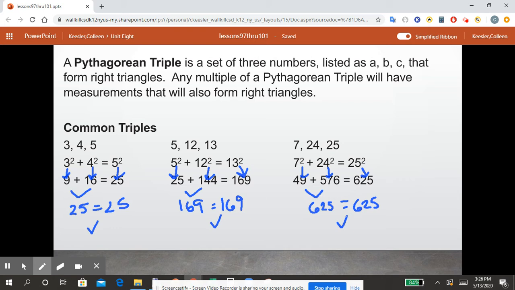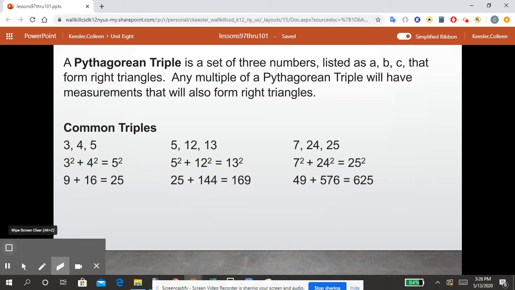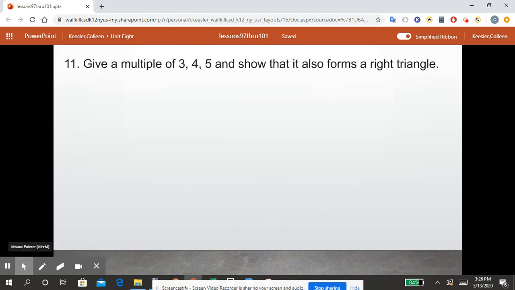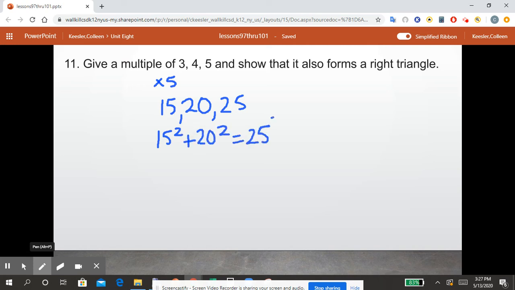So now we're going to use those Pythagorean triples to find some other lengths that would make a right triangle. For 11, we give a multiple of 3, 4, 5 and show that it also forms a right triangle. So since 3, 4, 5 is a right triangle, any multiple of those three should also make a right triangle. So for example, if I multiply these all by 5, I get 15, 20, and 25. So now if I square them, 15 squared plus 20 squared should equal 25 squared. Well, 15 squared is 225, and 20 squared is 400. And I know that 25 squared is 625.